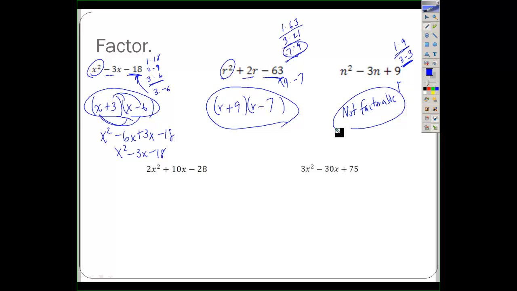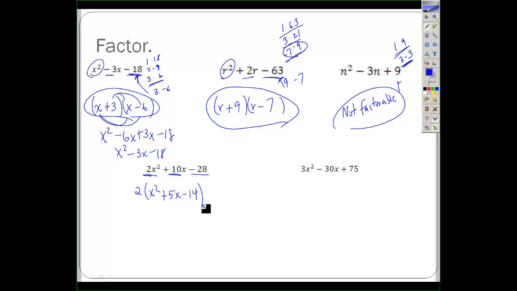Okay. Now, if you run into a problem where there's a number in front of x squared, like this 2, always think to mono out first, or try to mono out first whenever you can, okay? For today, you should always be able to mono out first. Take that number out, okay? And kind of like the opposite of the distributive property, if I take a 2 out of the x squared, I also have to take a 2 out of the 10 and a 2 out of the negative 28.